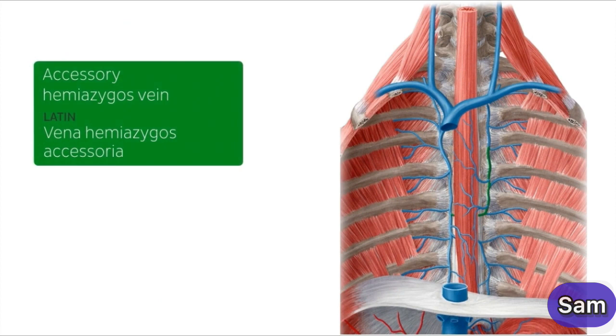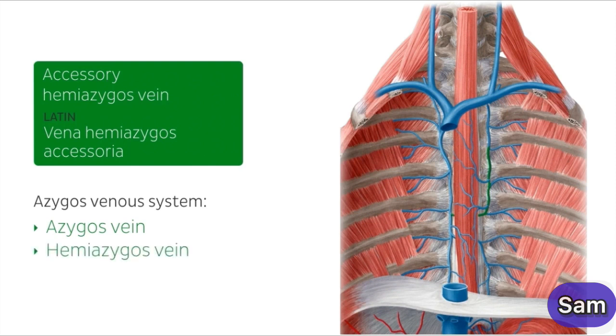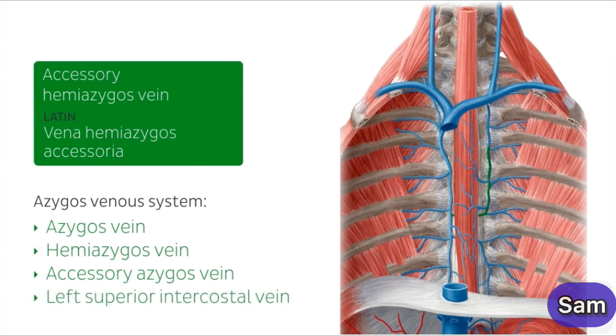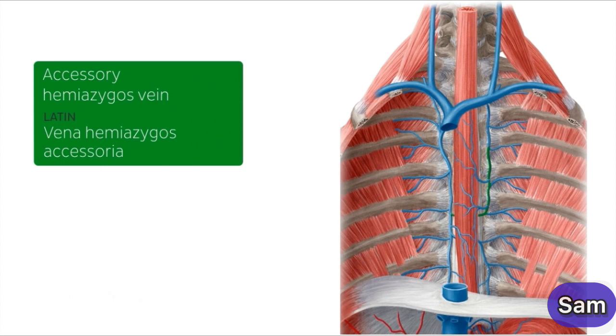Now, in this slide, we're having a look at our azygos venous system, and the azygos venous system is directly related to the superior vena cava. And the azygos venous system is a system of veins that drains the viscera within the mediastinum, the back, and the thoraco-abdominal walls. And this system consists of the azygos vein, the hemiazygos vein, the accessory azygos vein, and the left superior intercostal vein.